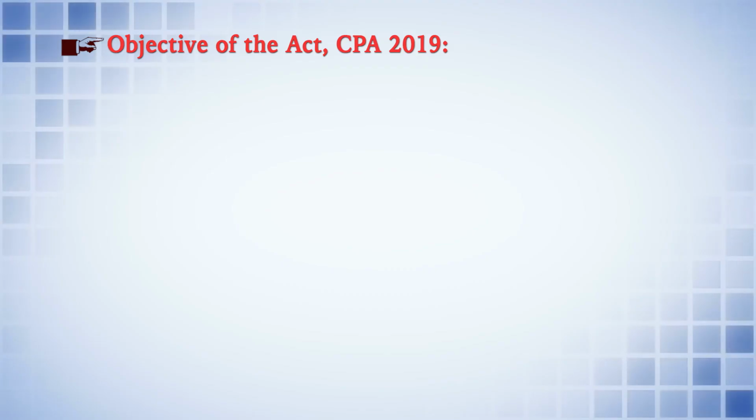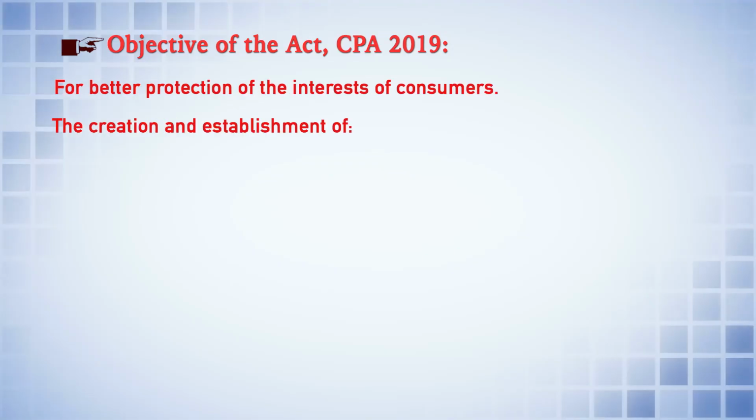To begin with, let us see what the objectives of the Consumer Protection Act 2019 are. There is not much difference between the objective of the Consumer Protection Act 1986 and that of the Act passed in 2019. Primarily the Act aims for the betterment of the interest of the consumers, and the primary objective is to protect the interest of the consumers in all aspects.